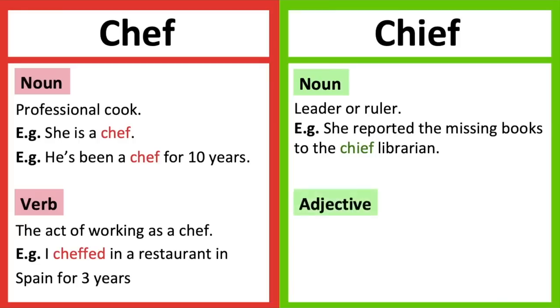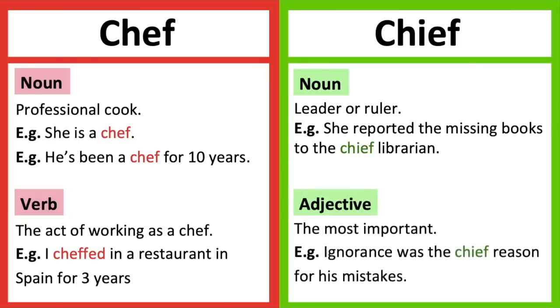As an adjective, it means the most important. For example, ignorance was the chief reason for his mistakes. So here I'm saying that ignorance was the main or the most important thing that led him to make his mistakes.